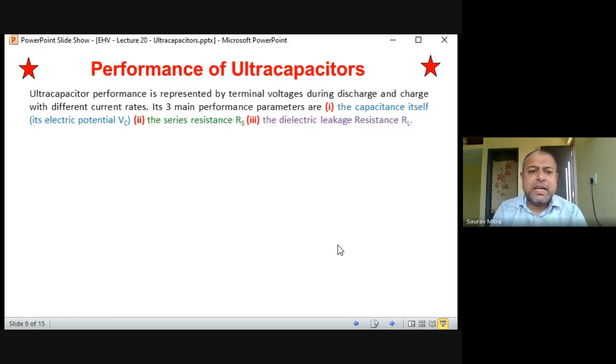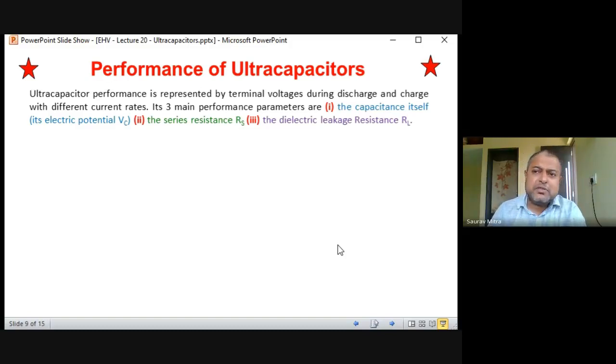Now coming 2-3 slides which are having some little bit of equations. So they are not difficult. Okay, the same thing, half CV square is the main equation. So ultracapacitor performance is represented by terminal voltages during discharge and charge with different current ratings. So there are three main parameters. First is the capacitance of the ultracapacitor and how much maximum voltage it can store, VC. Second is the series resistance, RS, and third one is the leakage resistance, RL. So RL is the main culprit, and RS also.